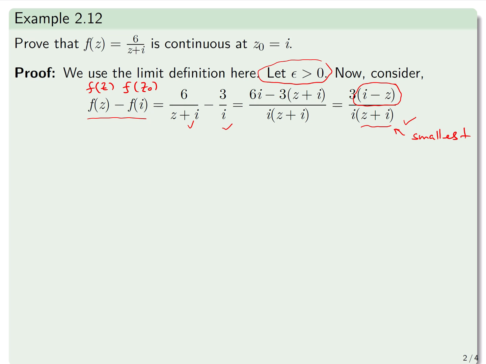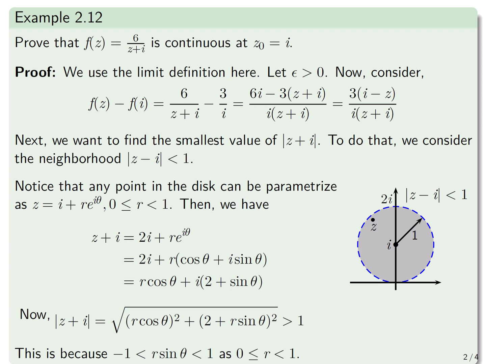What we're going to do, we're going to consider a special neighborhood around i. So let's do that. So we look at a neighborhood. So your goal is to find the smallest value of |z + i|. To do that, we can look at the special neighborhood. I mean, we just pick one for simplicity. You can pick any value you like. And then you can see this is the neighborhood we get. So it's around i, and the radius is 1.